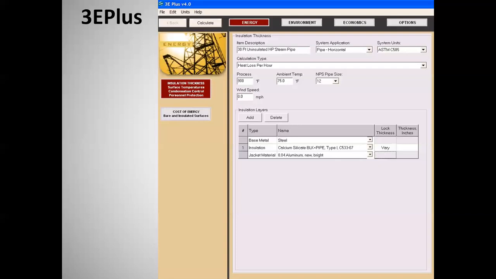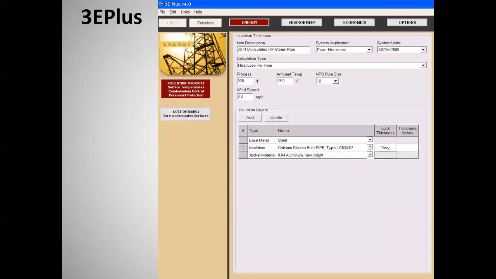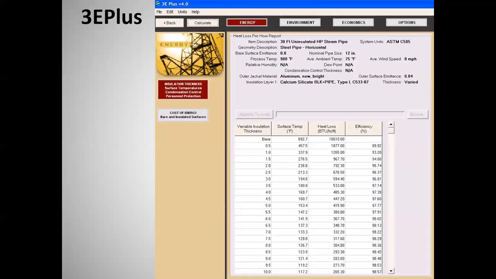So it just changes the output a little bit. See, this one says vary, and so that's the kind of data that you get. You get the bare pipe insulation situation, and there's your surface temperature. It's 900 inside, and there's a little drop across the wall thickness. It's projecting 892.7. And here's the loss.